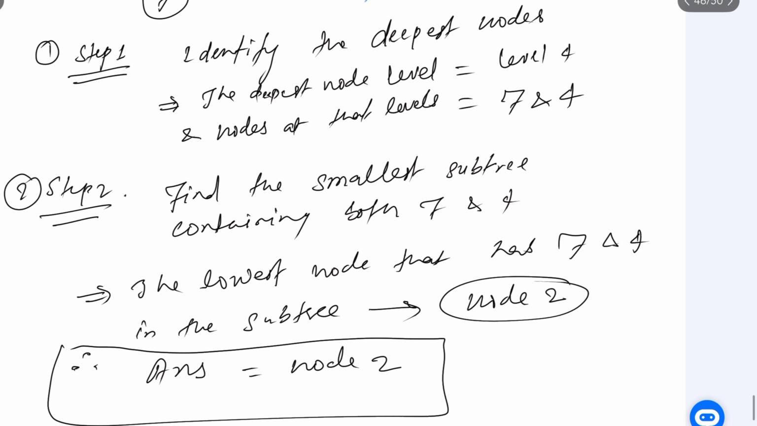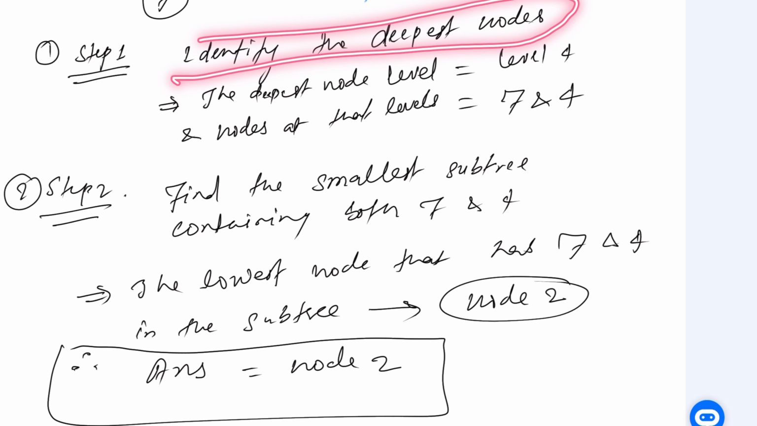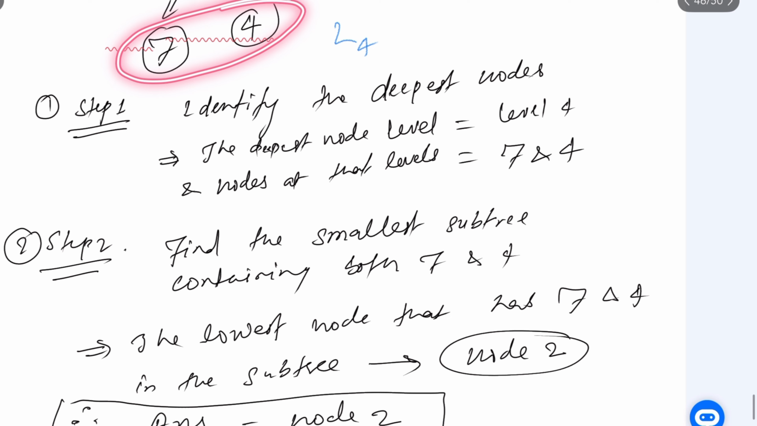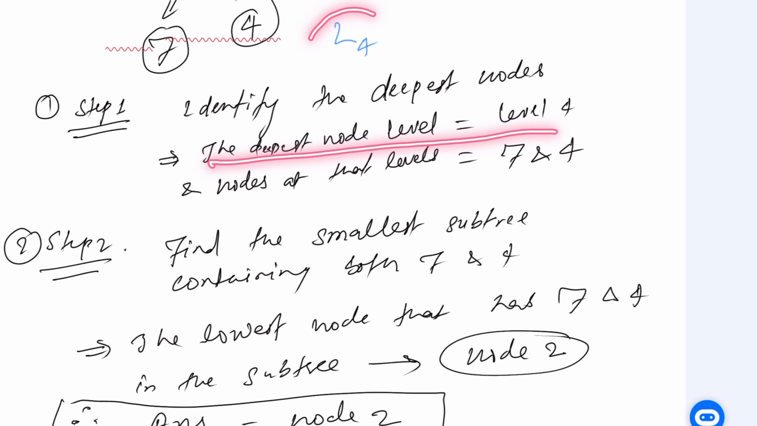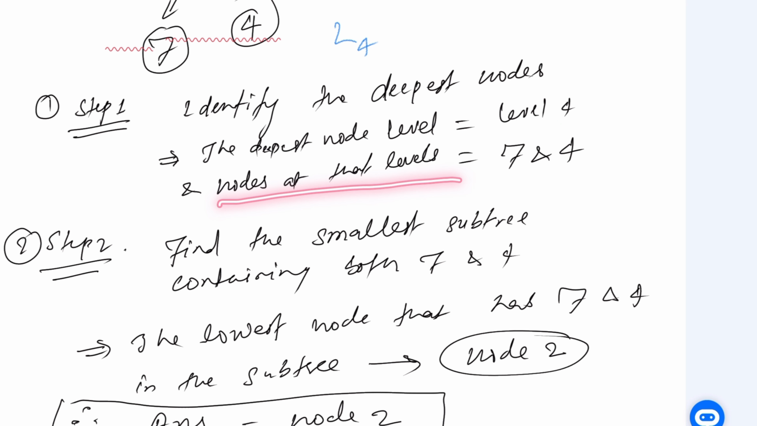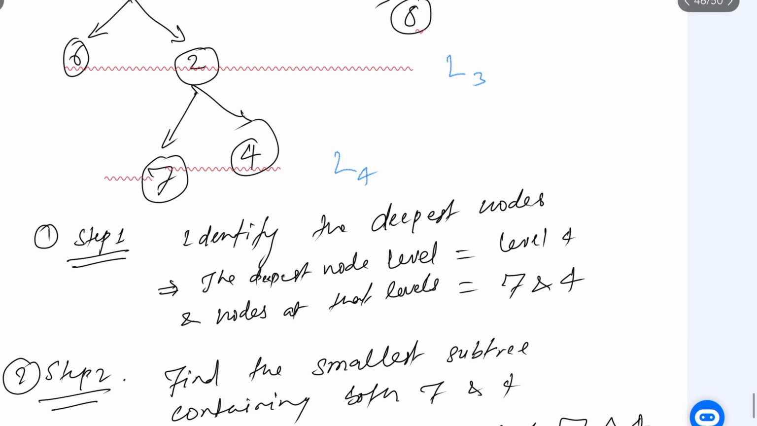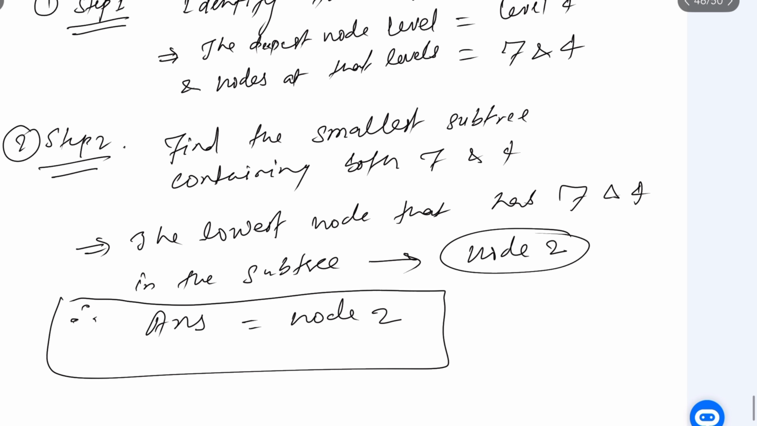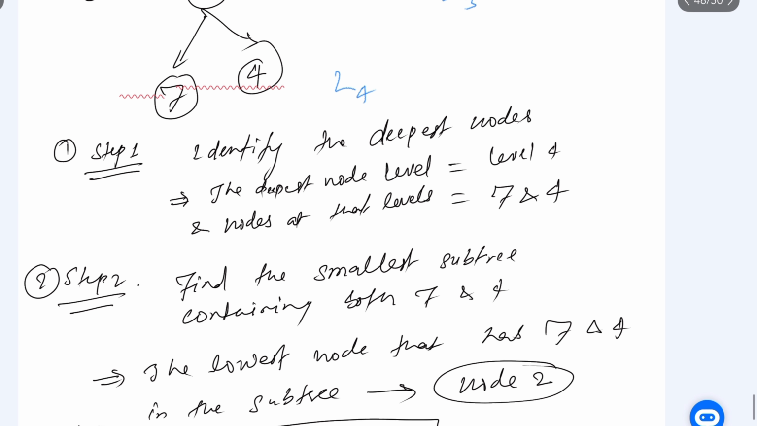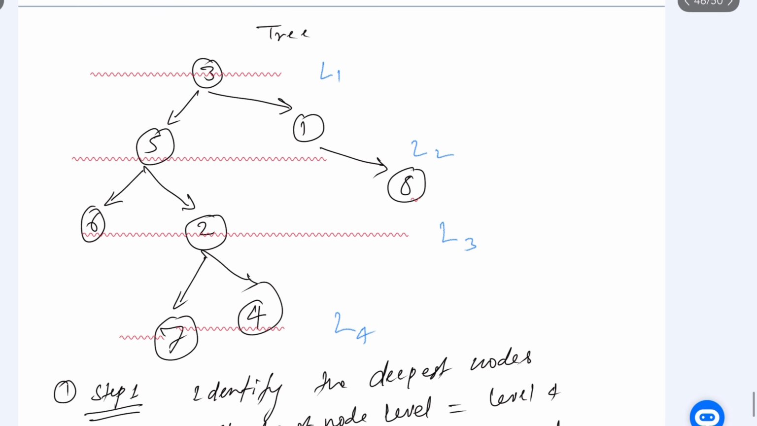What I said, we have to identify the deepest nodes, and those deepest nodes are 7 and 4, and the level is level 4, and the nodes at that level are 7 and 4. So we have to find the smallest subtree containing both 7 and 4, and this is the smallest one. So we'll say the lowest node that contains 7 and 4 in its subtree is node 2, and this is our answer. Understand?